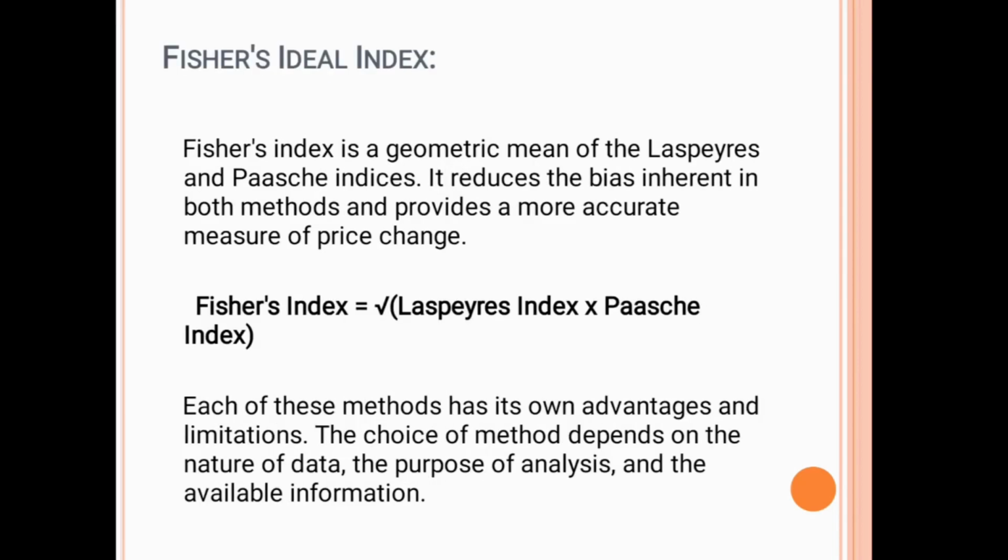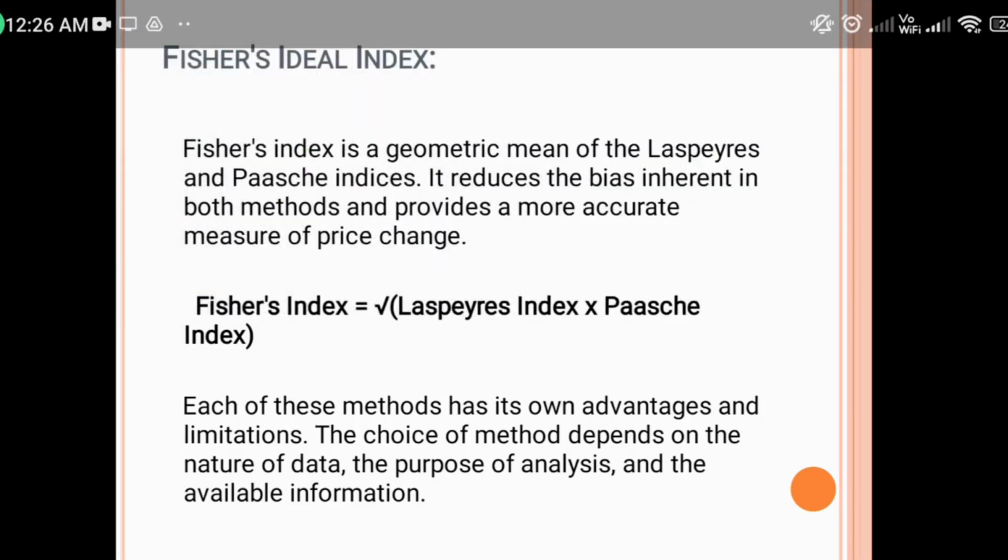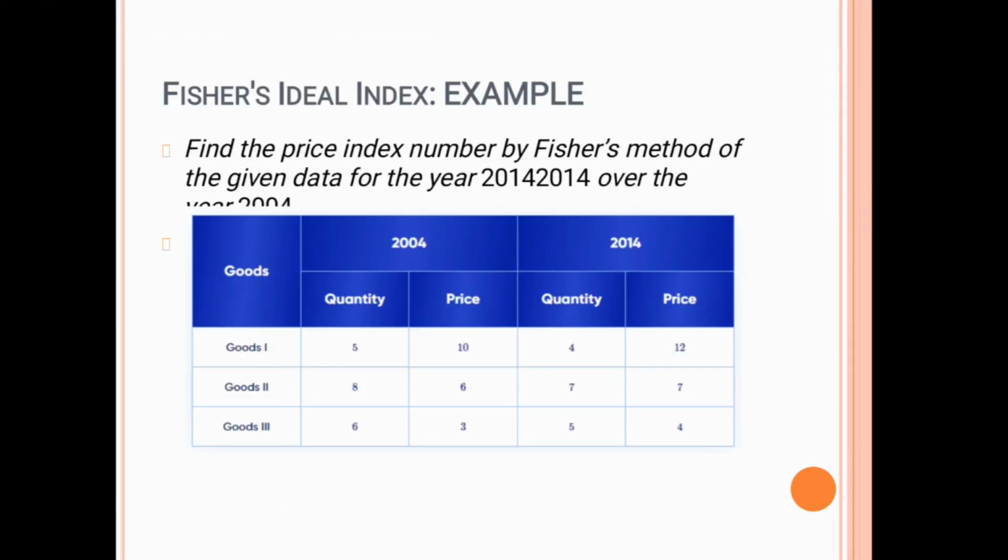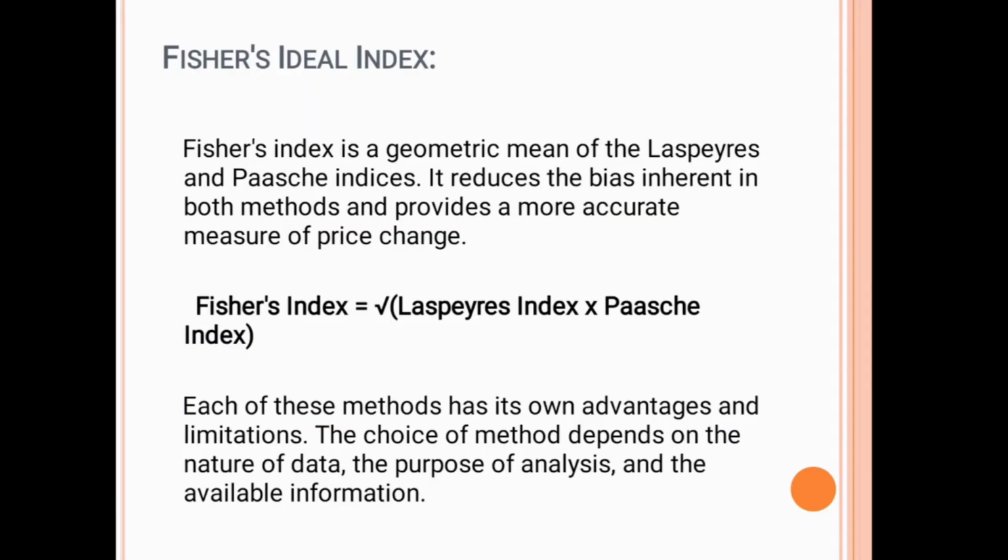Now, Fisher's ideal index number. Fisher's index is the geometric mean of the Laspeyres and Paasche indices. It reduces the bias inherent in both methods and provides a more accurate measure of price change. As we discussed earlier in the construction of index numbers, Fisher's index number is Laspeyres into Paasche index. Each of these methods has its own advantages and limitations. The choice of method depends on the nature of data, the purpose of analysis and the available information.